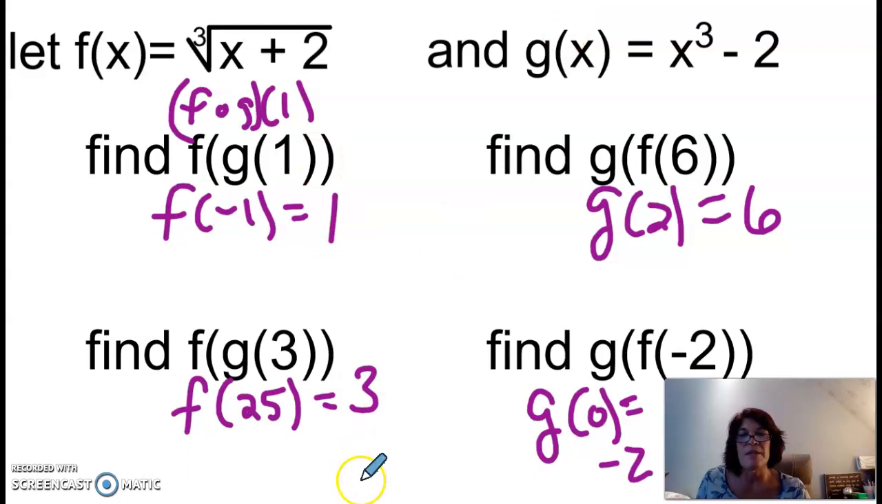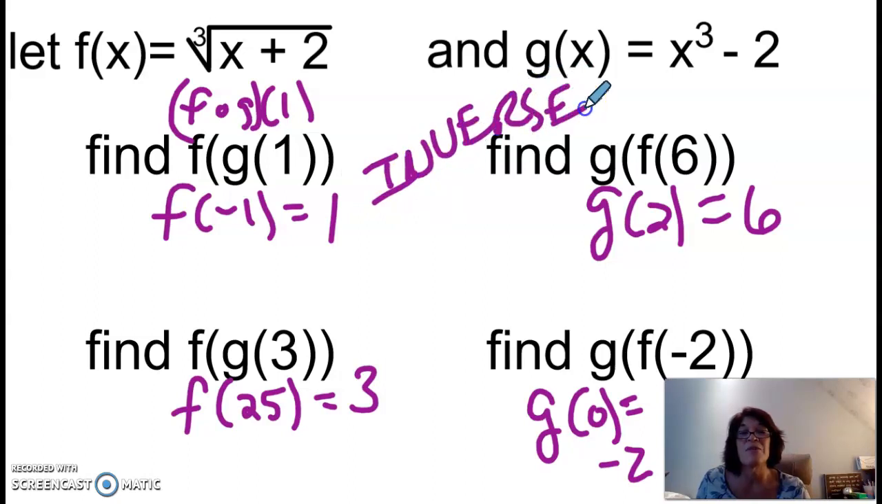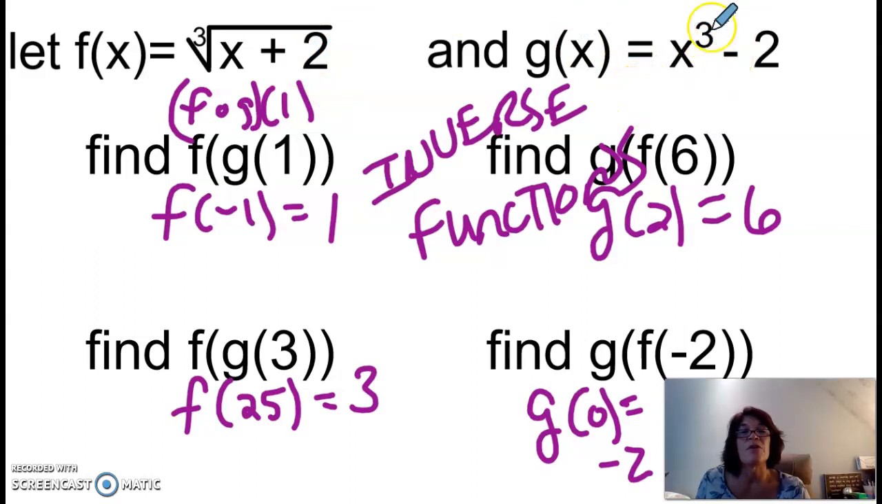So here's what I want you to notice. f of g of 1 is 1. f of g of 3 is 3. g of f of 6 is 6. g of f of -2 is -2. These functions are called inverse functions, and that's what we're doing today. Inverse functions, they undo each other. Look, I'm cubing something and subtracting 2. Here I'm adding 2 and then cube rooting it. Isn't that cool?